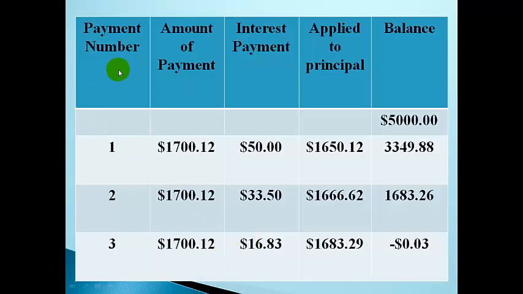So the amortization schedule has the payment number, the amount of payments, the interest payments, the amount applied to principal, and the balance. Now we have 3 months: the first month, the second month, and the third month. The amount of payment was equal, that is 1,007.12 for the first month, 1,007.12 for the second month, and 1,007.12 for the third month.